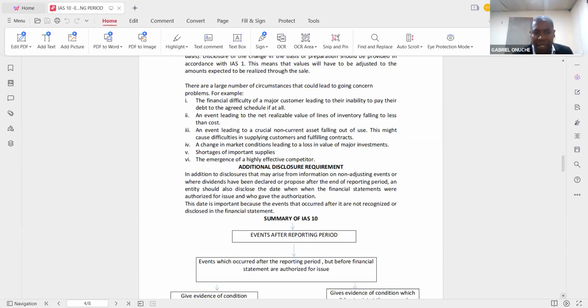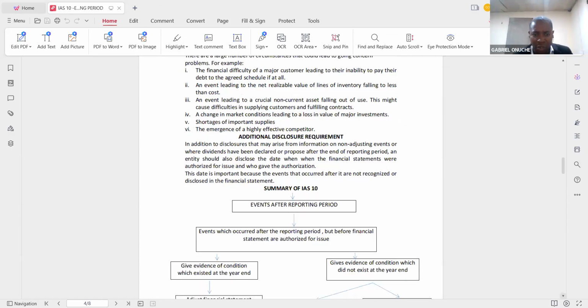Then, before we come to a summary or conclusion, apart from the disclosure that is required for non-adjusting events, there are additional disclosure requirements, which are introductory parts, and this additional disclosure.